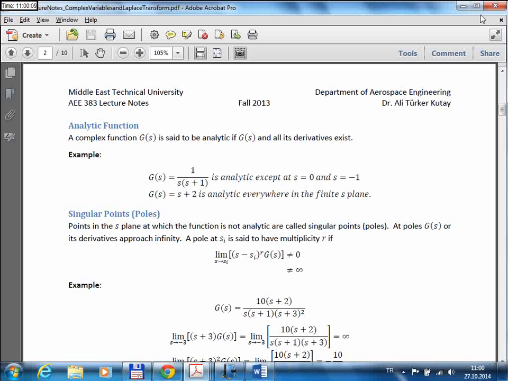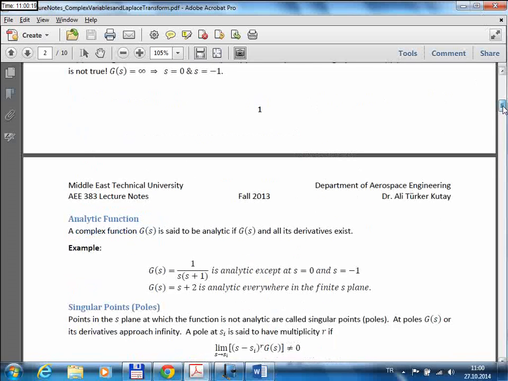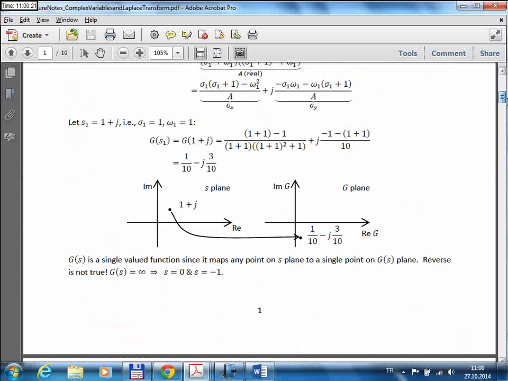Last week we started talking about complex variables and Laplace transformation. So today I'm going to continue from there. I posted these notes on the forum today, so you have this exact file, so you can refer to this file to review these topics.